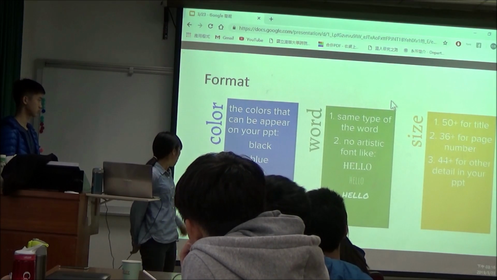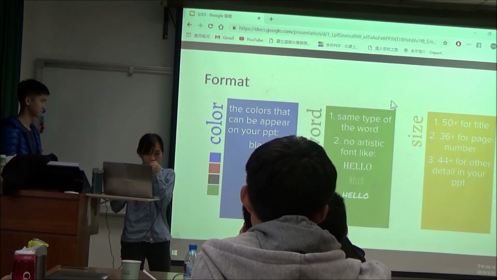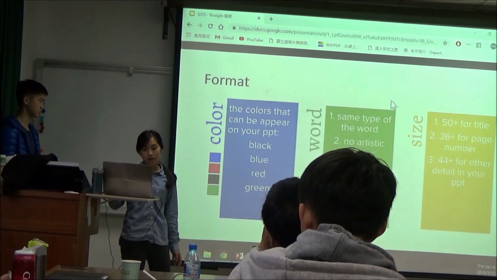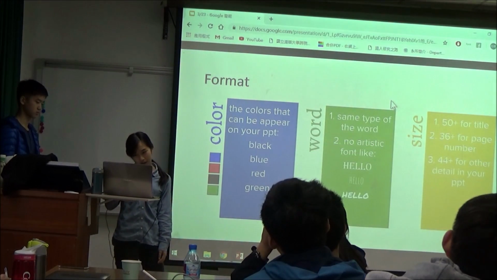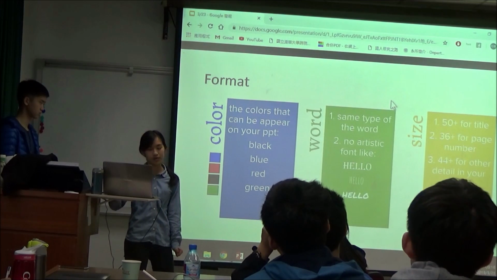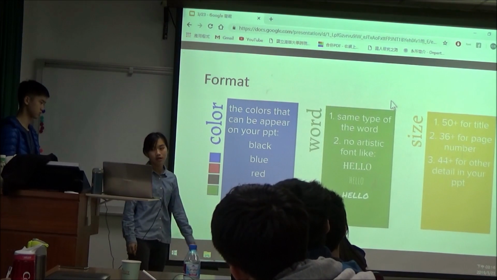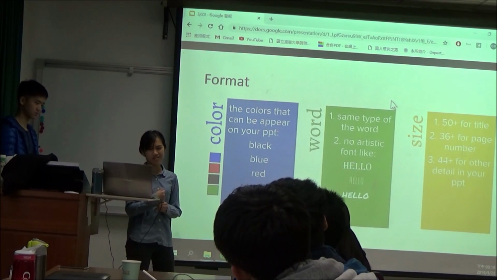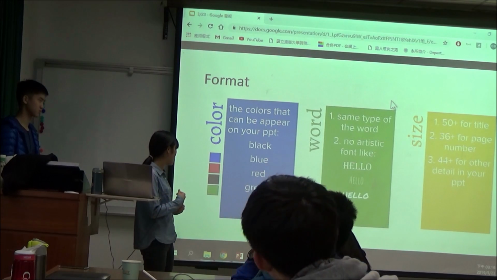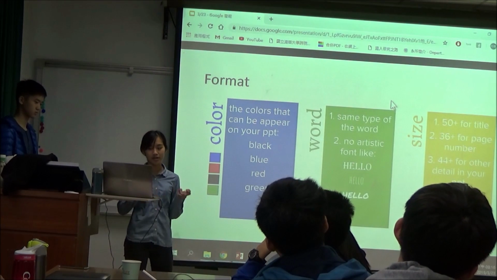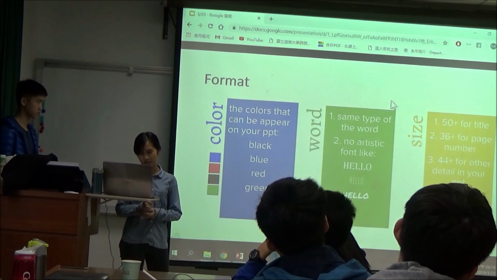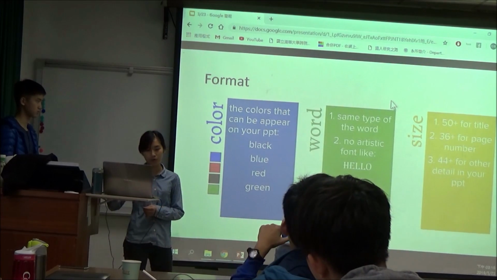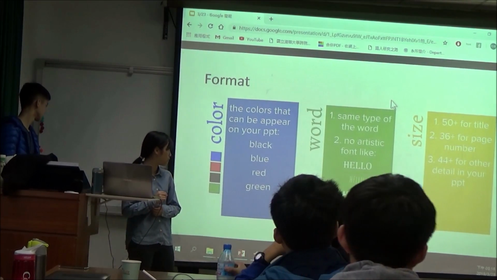So for starters, sorry, for the color, the colors which are available to put on your report are black, blue, red, and green. Only these four colors, since we are competing in a physics tournament, not an arts competition. So just use the colors that can make your PowerPoint clear, and never use colors such as sky blue, pink, bright green, or others. It will not help your PowerPoints. And secondary, about the type of words.